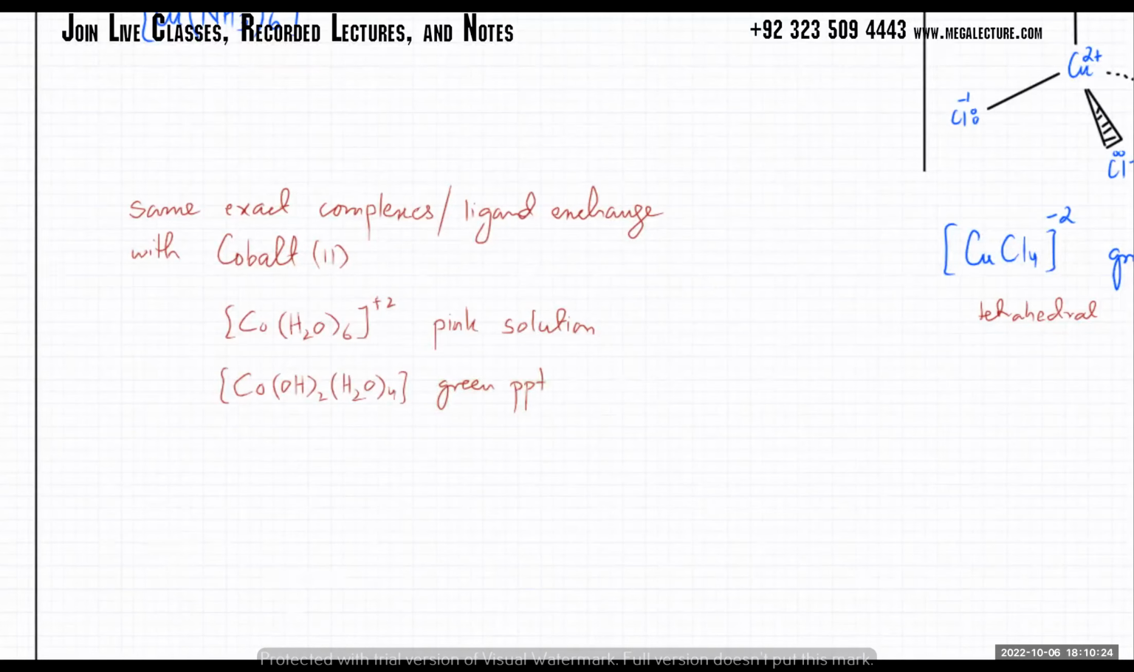Cobalt, if you add ammonia to it, cobalt gets surrounded by ammonia. So maybe there would be some water molecules and some of them will be ammonia ligands around it, or maybe all of them are ammonia. This one is a brown solution.